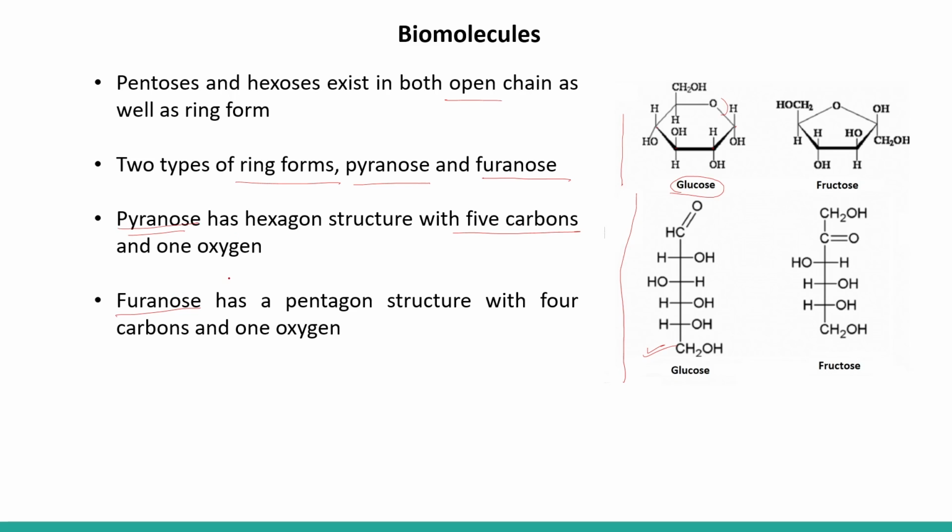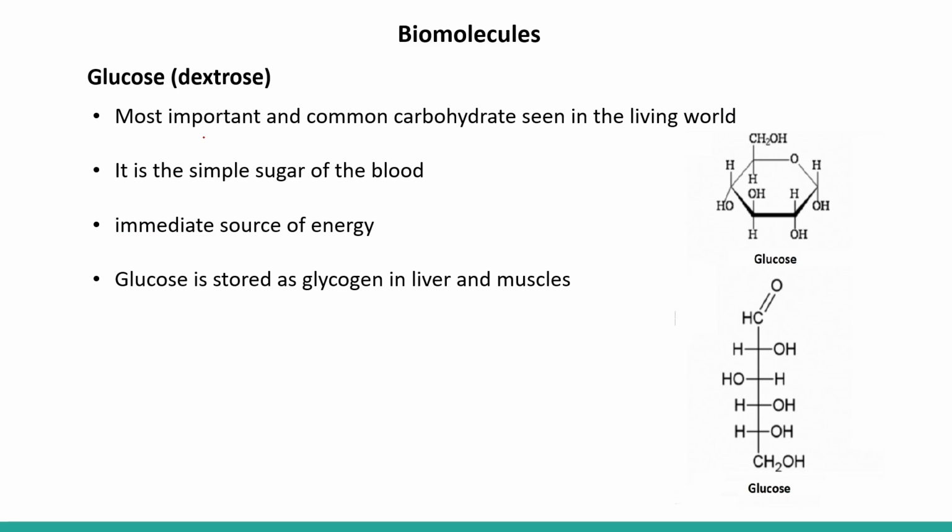What about furanose? Let us see. First carbon, second carbon, third carbon and fourth carbon. So this ring structure is formed by 4 carbons and 1 oxygen. Here is the 1 oxygen. So this is called a furanose ring. This is the basic difference between the glucose and fructose ring structure. Fructose is also present in both forms, the ring structure form as well as the open chain structure form.